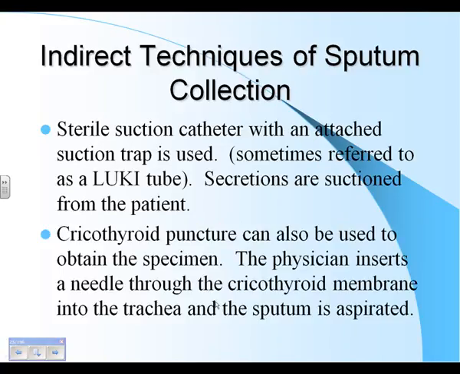The indirect method is where you have a sterile suction catheter with an attached suction trap. It is a lot of times referred to as a loogie tube. The loogie tube is just a trap that's placed on a regular type suction catheter. But when you suction, instead of it going into the canister on the wall, that loogie tube traps it in that tube so that it can be taken and sent to the lab for testing.